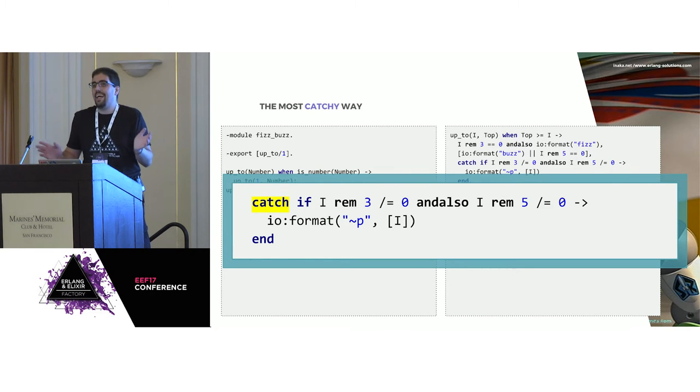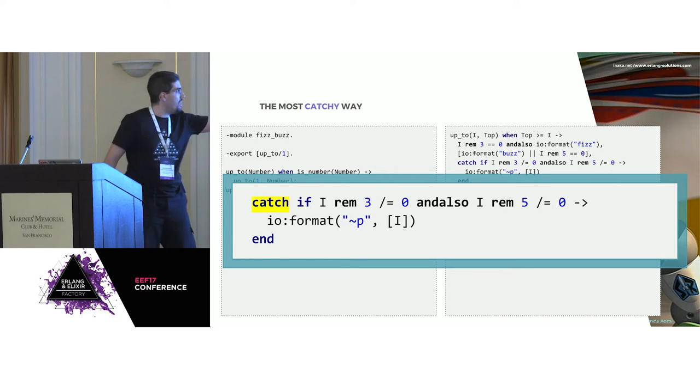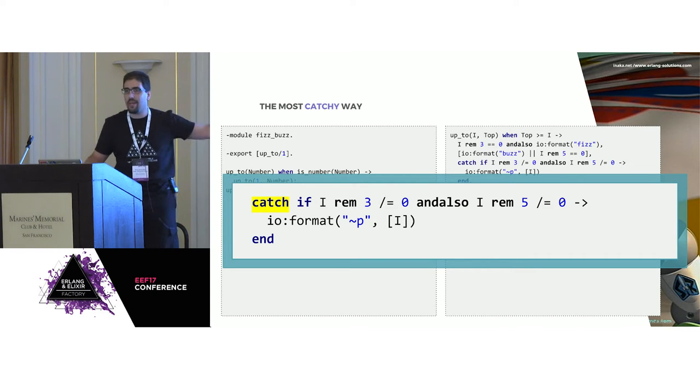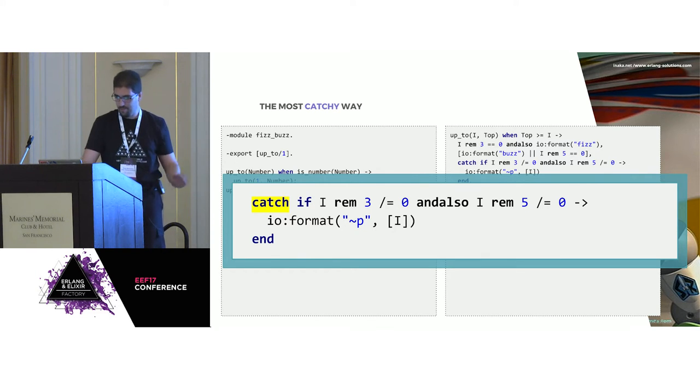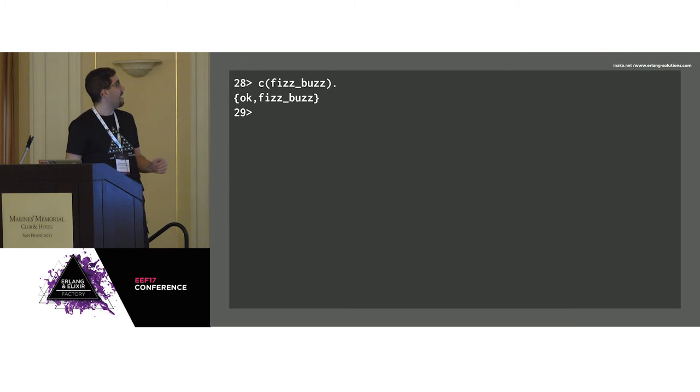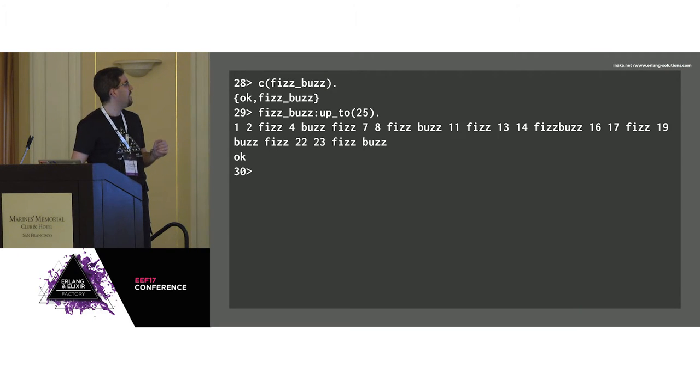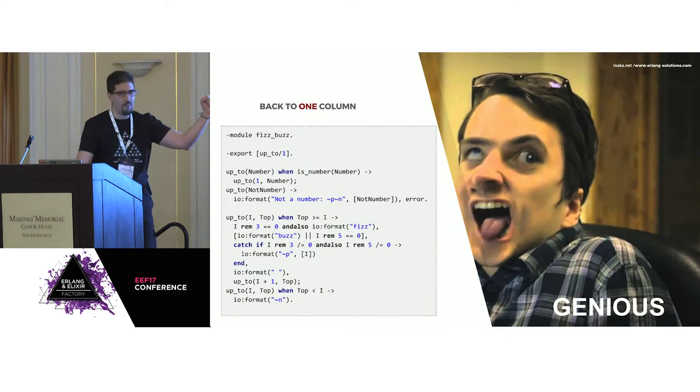Right. Yeah, I know. If IO format fails for some reason, you're catching the error as well. Doesn't matter, man. You have an else-less if, that's all it cares. That's all I care about, less lines of code. So you compile, it works, and we got rid of the second column.